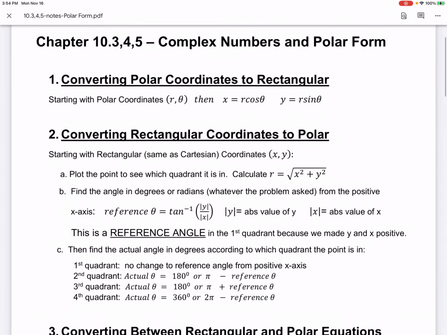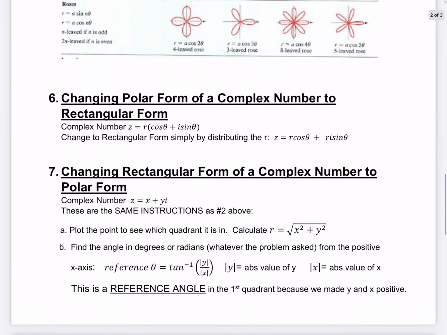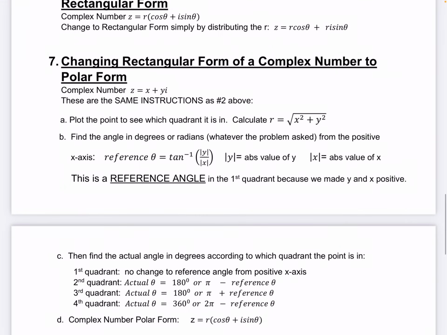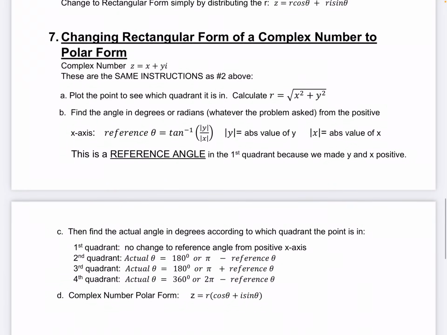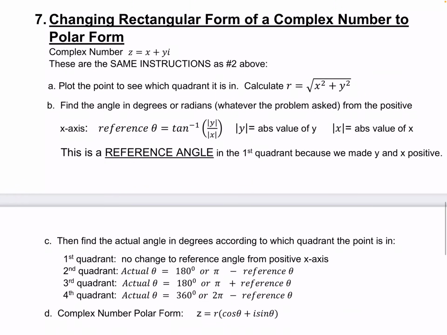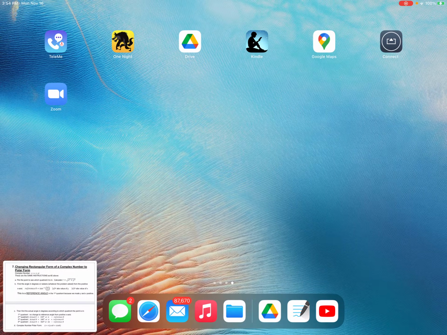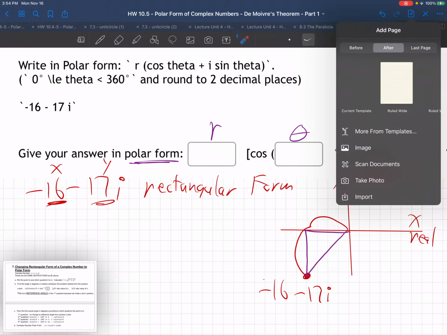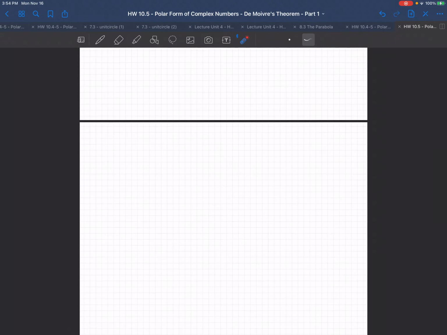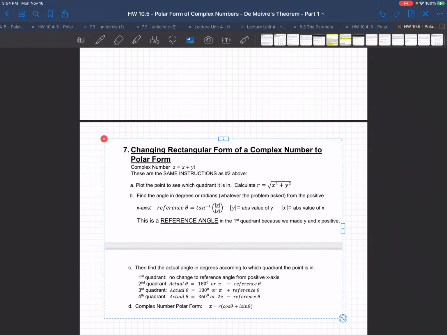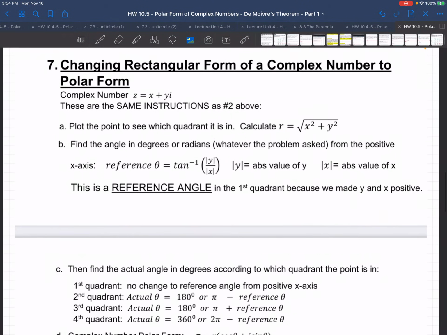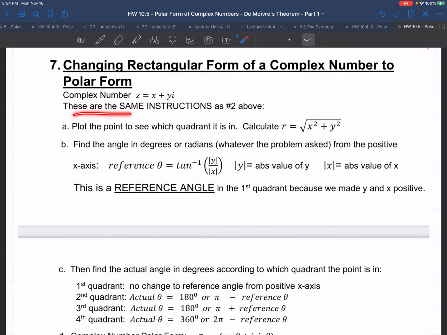So this is the 1034/5 notes. Down here it says number 7, changing rectangular form to polar form. This is the notes that are at the top of Module 5 for you. Let me paste them in here where we can see them. There we go. Okay, so here they are. Notice right off it says these are the same instructions as number 2 above. So changing coordinates, changing the equation, same thing. Rectangular form to polar, exactly the same.